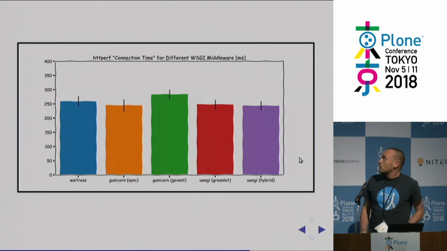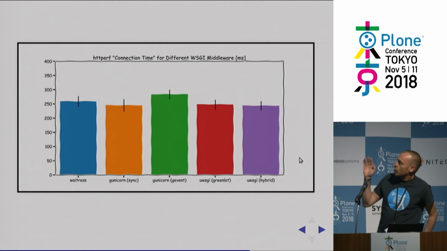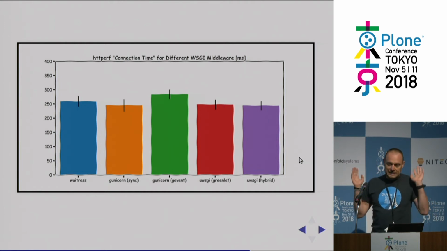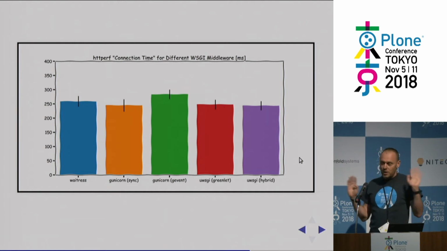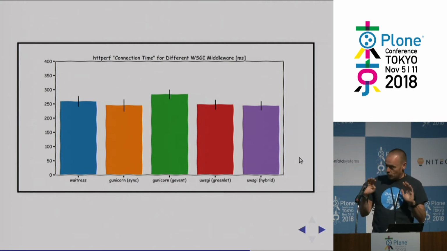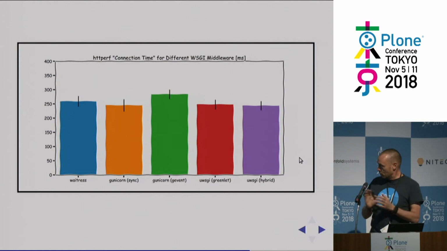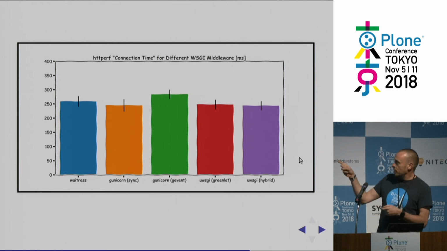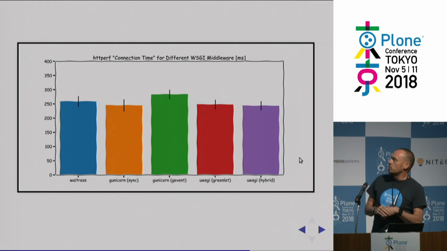Yes, so this is the httperf chart. As I said, it's in no way representative and it's not a recommendation, and I guess there's a lot of errors in it. And as you can see, there's not a lot of difference in this chart. It seems that Gunicorn using gevent is a bit slower than everything else, but it doesn't really matter maybe.